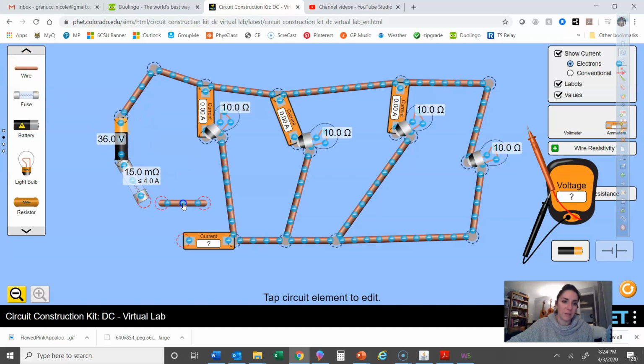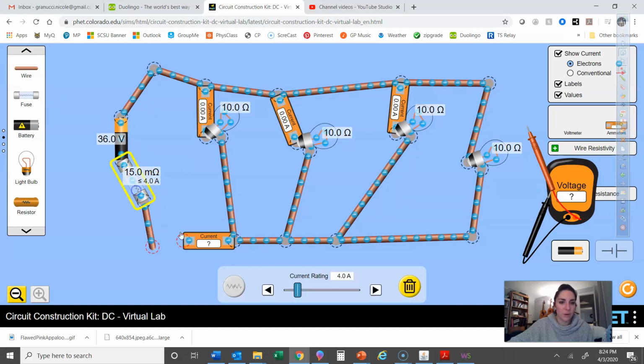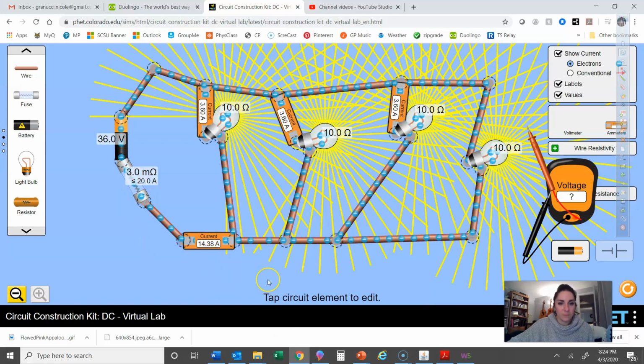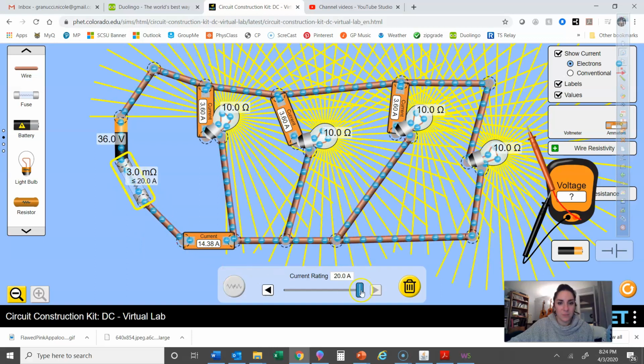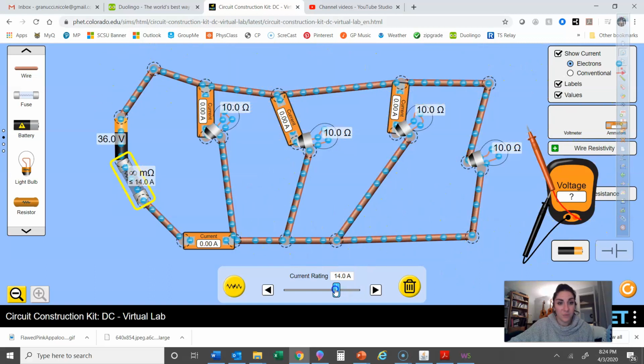So the fuse is actually in series right here. In fact, this is definitely going to go out because this fuse is only rated for, right now it's rated for 20 amps. But if it goes under, our current right now is what, 14? Boom. This is you blowing a fuse. And this is how your house is pretty much wired for the most part. Pretty interesting stuff.